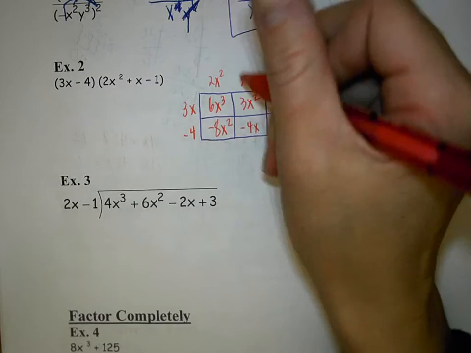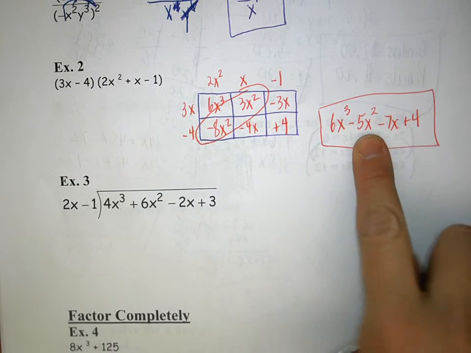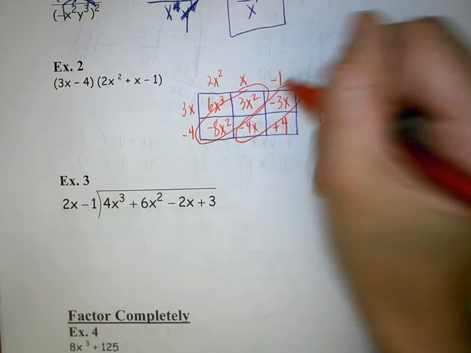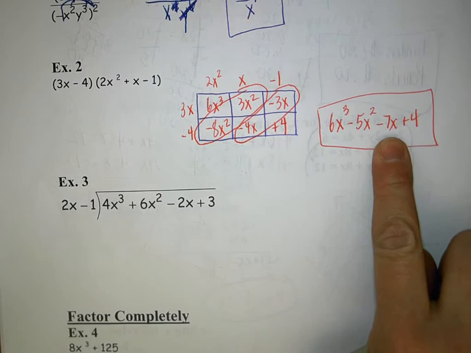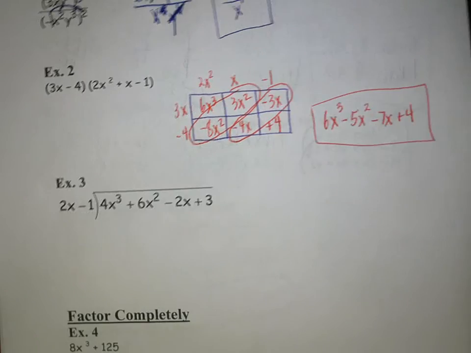Your like terms are in your diagonals. So negative 8 and positive 3 make the negative 5. 6x cubed didn't match with anything. Negative 4x and negative 3x, you add those to make negative 7x, and then 4 is by itself. Any questions on example 2?